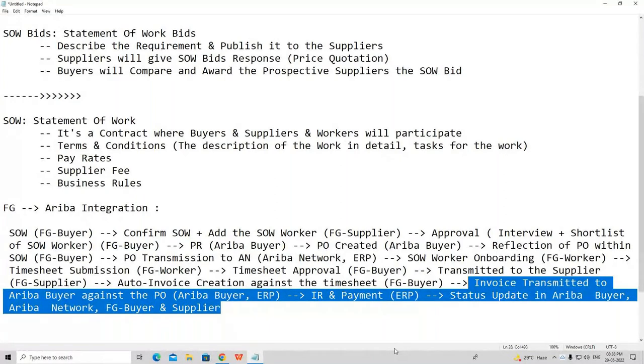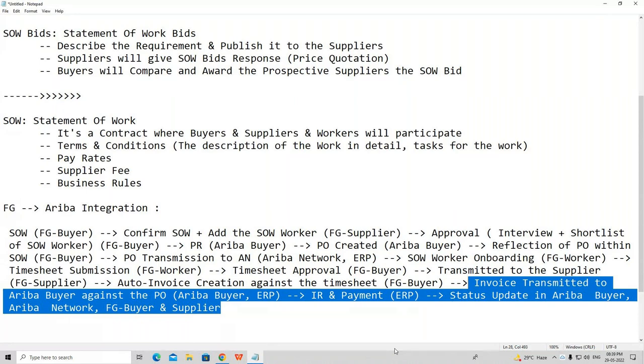So in Fieldglass also there will be no approval for the invoice. Why? Because automatic invoice creation is happening. No manual invoice is happening, so you don't need an approval process for that. See, when you go to implement certain processes, remember, optimum result. You should always think about automating the process.